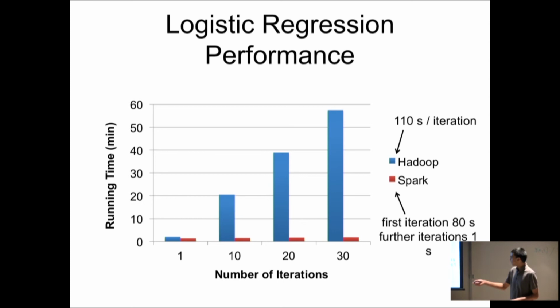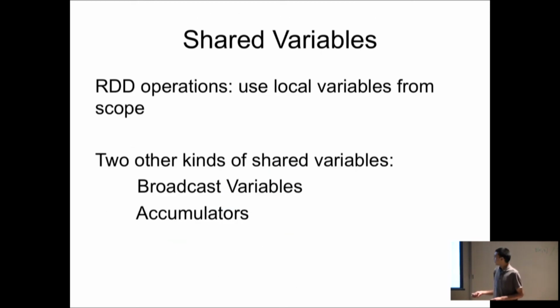So what this means is when you run exactly one iteration, the performance is pretty comparable. 110 versus 80 isn't much. But as you keep increasing the number of iterations, you get much more benefit from this caching that we're doing in memory. So this is pretty cool.